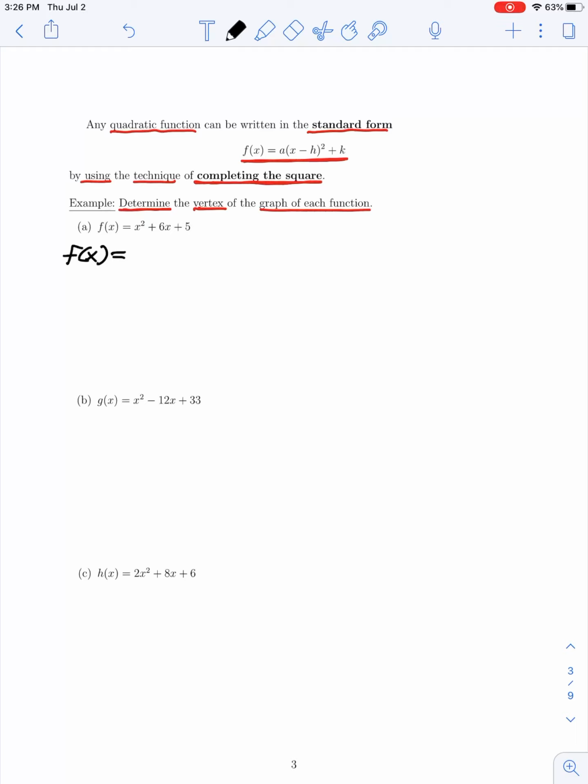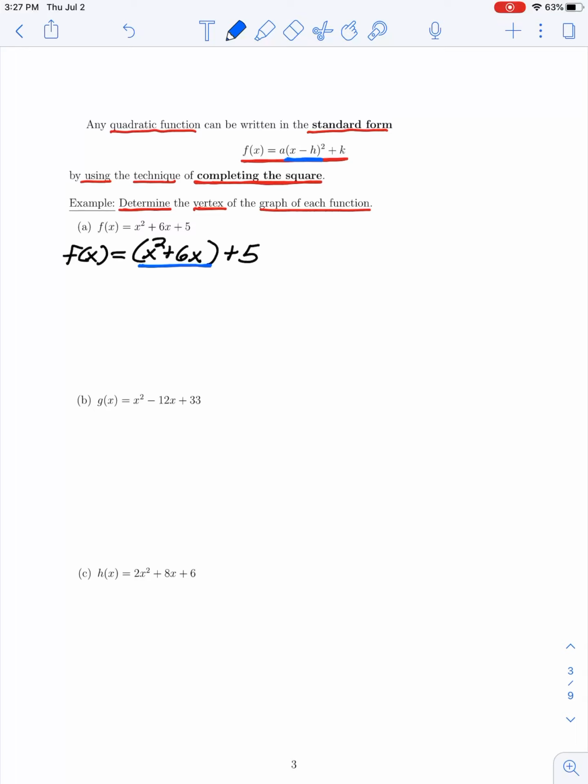And so usually what I like to do here is start by grouping the terms x squared and x together. So anything involving the variable x, I'm going to group together. And then any constant term that I have, I'm going to leave outside of this set of parentheses. And the question that I'm asking myself is, what constant would I need to add to this quadratic in parentheses so that it could be factored as x minus h quantity squared? That is, I need it to factor as a perfect square.